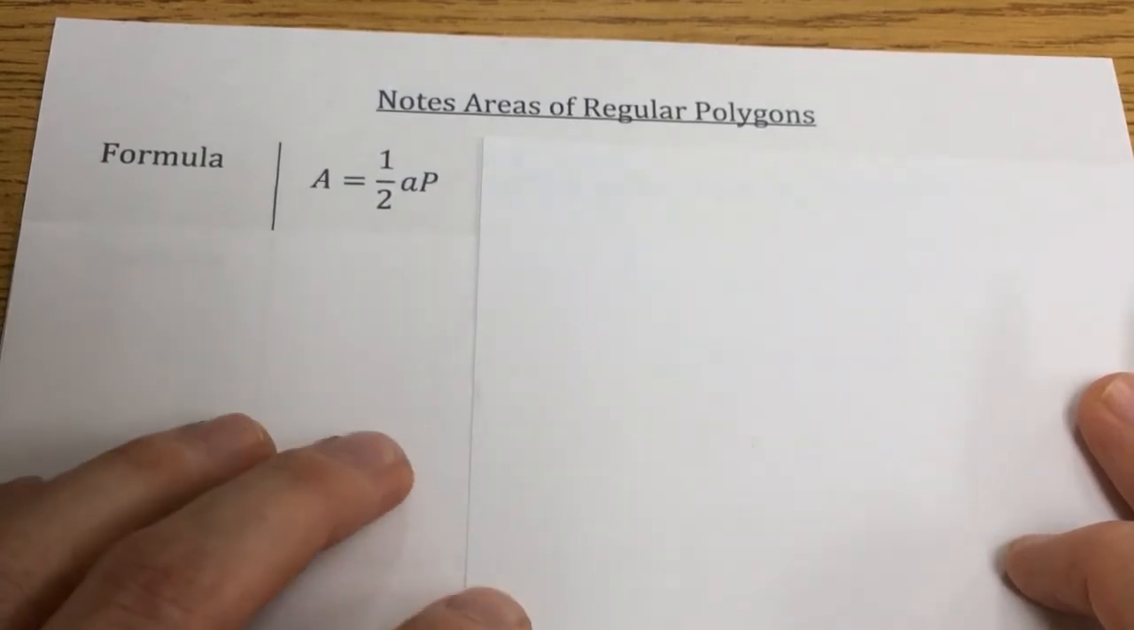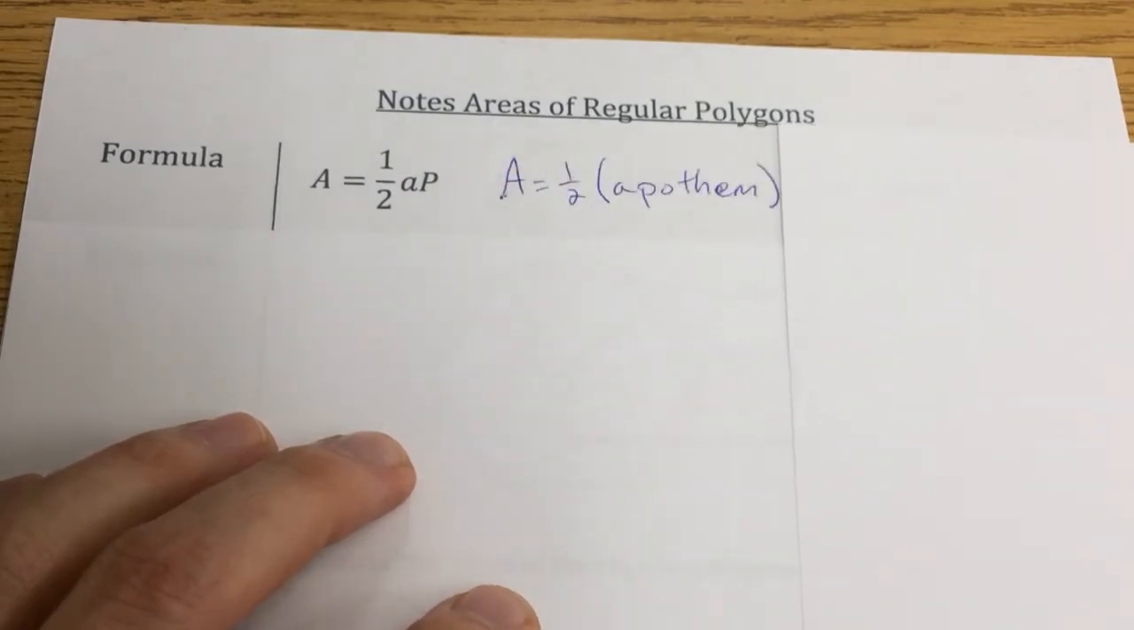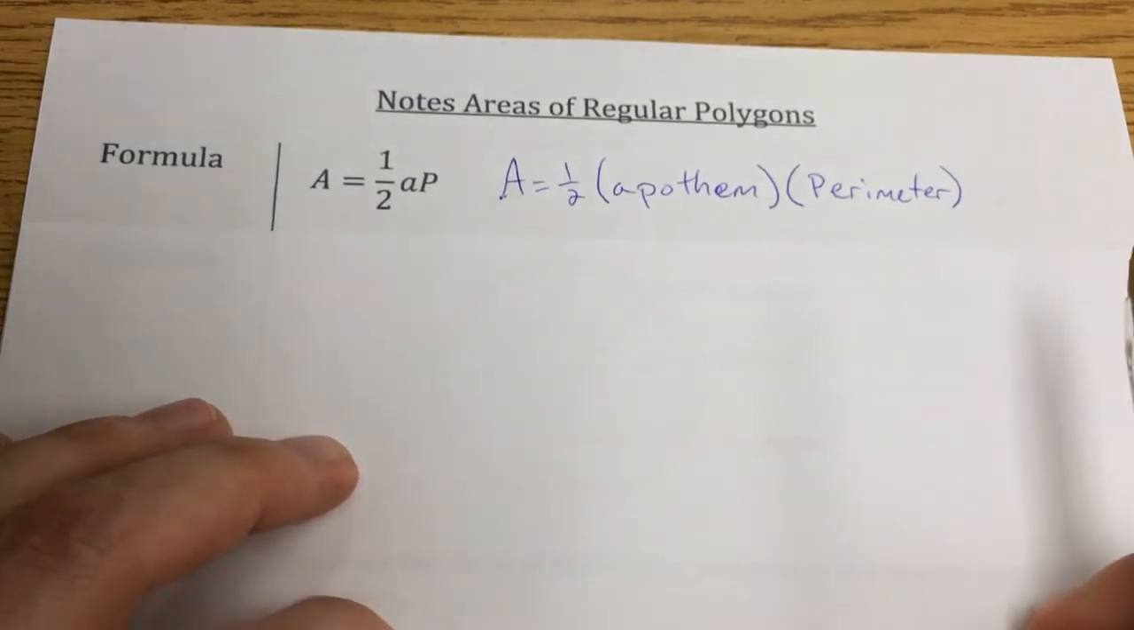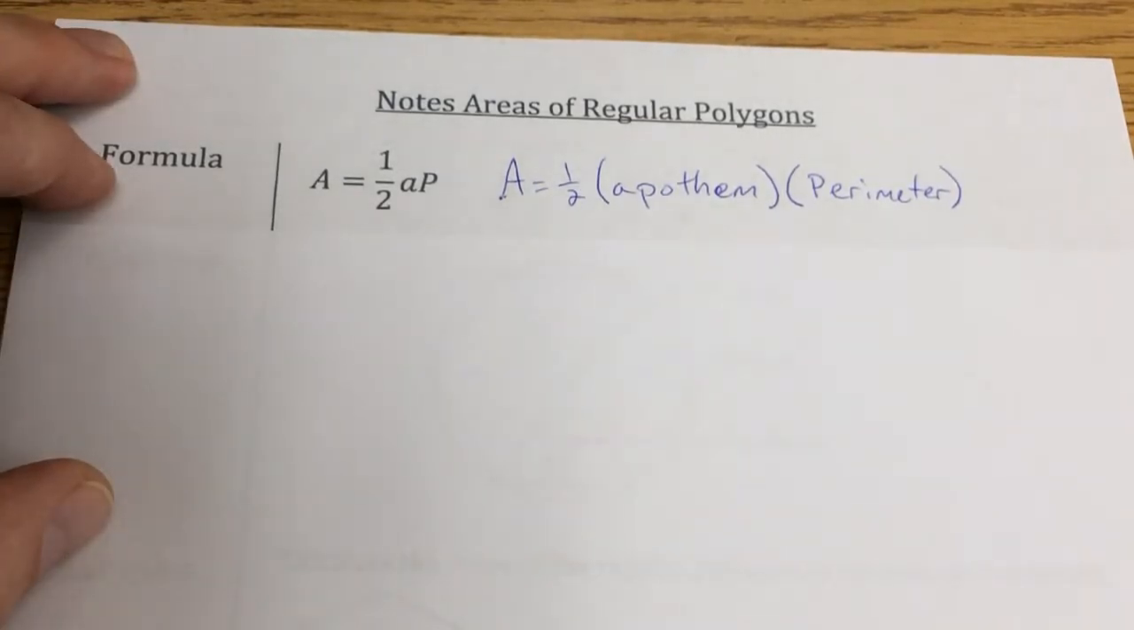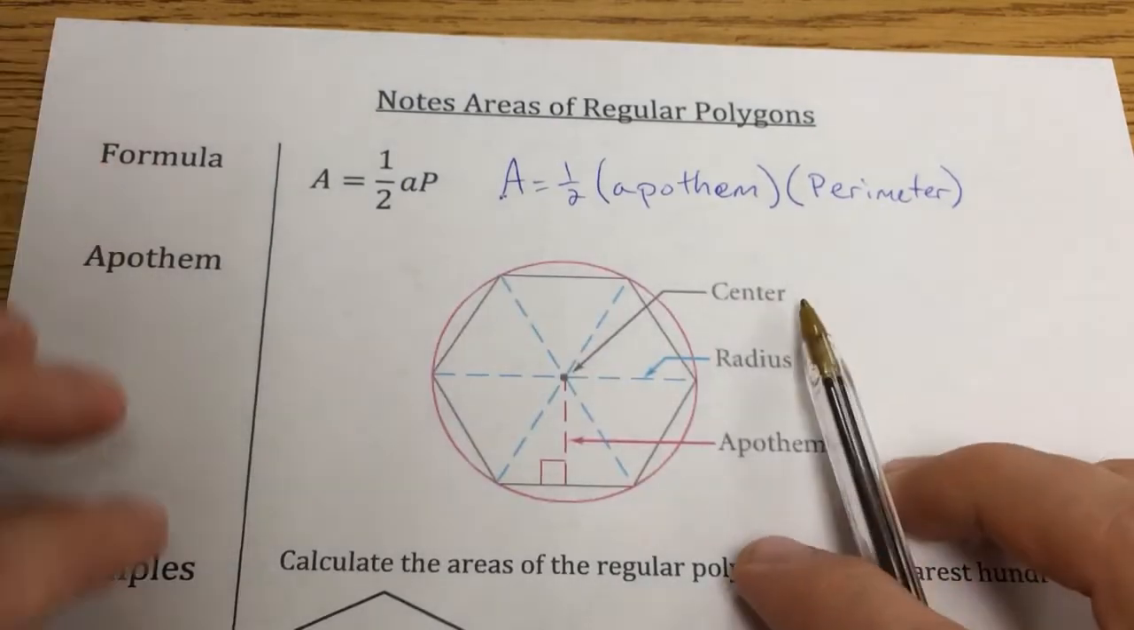A equals 1/2 AP. What it stands for is the area equals 1/2. The A stands for apothem, APOTHEM. And the P stands for, you might know this one, the perimeter. So 1/2 times the apothem times the perimeter. Well, what is the apothem? I'm glad you asked. The apothem is illustrated here for us.